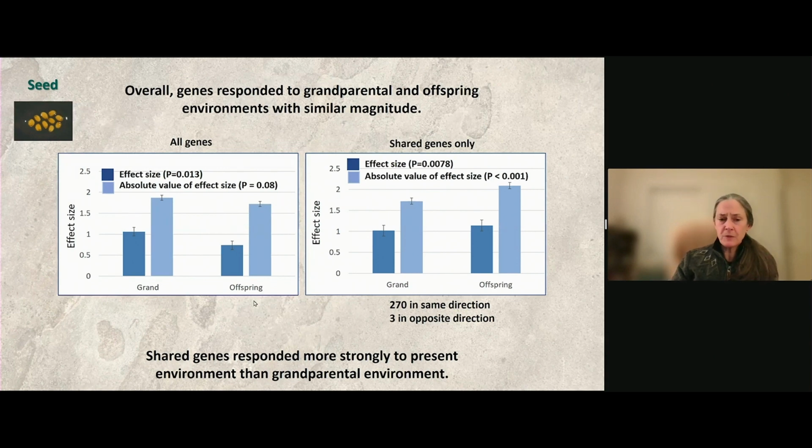Now, when we look at the magnitude of the response to the grandparent environment and the offspring environment, we do not see any evidence that the magnitude or the strength of the response to present environments is stronger. When we look at either the absolute value of the response or the degree of methylation, in fact, we see the opposite. More genes are methylated more in response to the grandparent environment than the offspring environment. However, if we look only at the subset of genes that were responding both to the grandparent and the offspring environment, we do see evidence that the magnitude of response to the offspring environment is stronger than the grandparent environment. And this really is the only example in which we find evidence of a weakening of the effect of past environments over time.